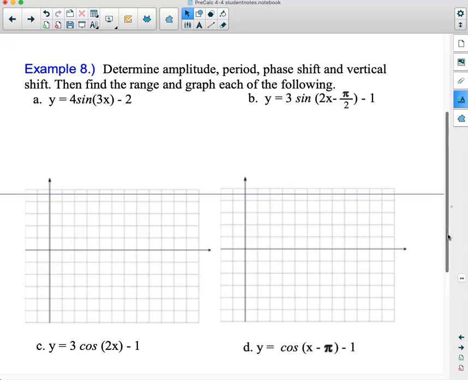Example A, determine amplitude, period, phase shift, and vertical shift. Goodness gracious, all 4. Then find the range and graph each of the following. Well, like I said, you can find the range whenever you want. I will do it beforehand this time, but we can talk about how you could get that anyway. So let's see, amplitude is obviously 4, right there. And we see our B value is a 3 this time.